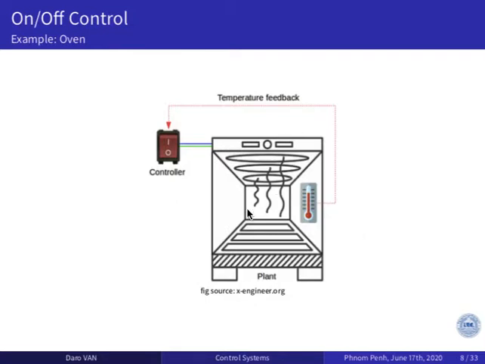So this is the oven, and it has a sensor. The sensor will measure the temperature and feed it back to the controller. In this case, for simplicity, the switch is the controller, and based on the difference between the set point temperature and the measured temperature, the heater element is turned on and off by the controller. Okay, this is a simple on and off, just switch on and switch off.